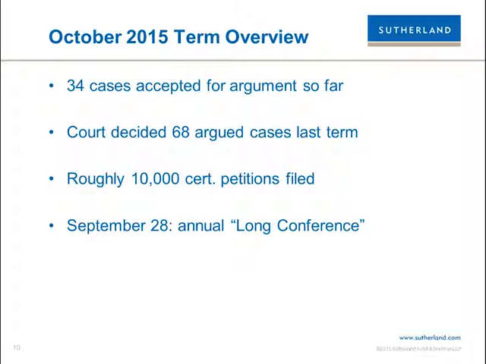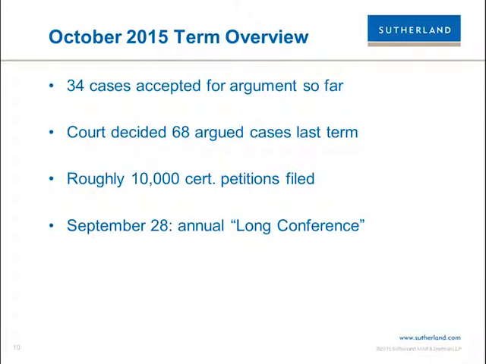For the first Monday in October, the court has already accepted 34 cases for argument for this upcoming term, and that means that they have roughly 35 or so slots available. The court decided 68 argued cases last term, which has been consistent with its workload for the last few years. At one point in time, the court, of course, would accept about 120 cases for argument, but those are from bygone days, although several of the justices have talked about perhaps taking more cases.